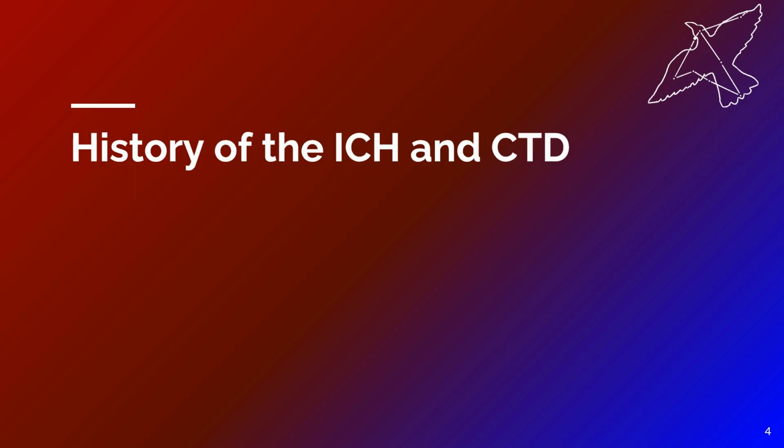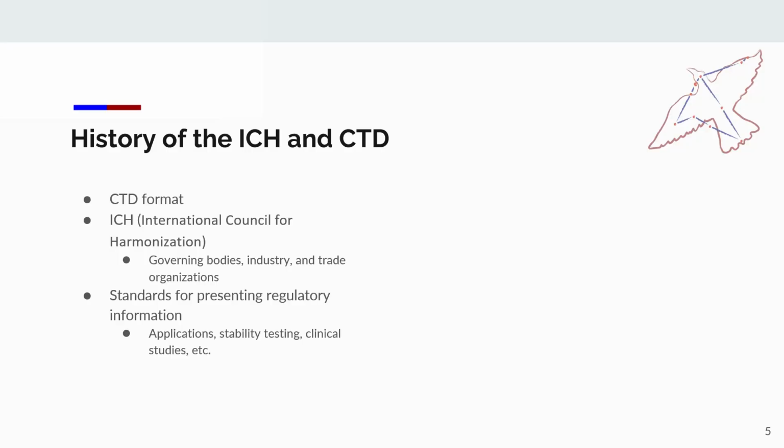Now moving on to the history of the ICH and the CTD. The eCTD is based on the CTD format. The Common Technical Document format was created by the ICH, or the International Council for Harmonization. The ICH brought together governing bodies, industry, and trade organizations to streamline drug development across different regions. For instance, the FDA required a certain number of clinical studies and a specific submission format. The EMA required the exact same data, but the layout of the reports and application had to be different.